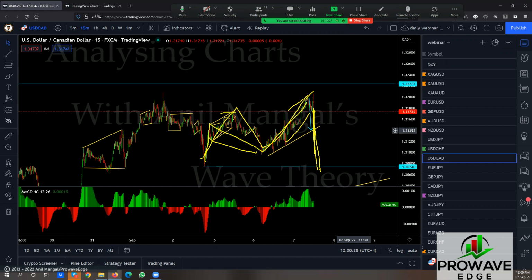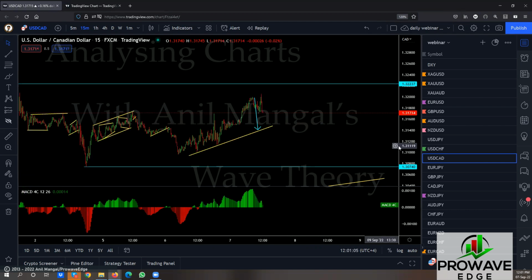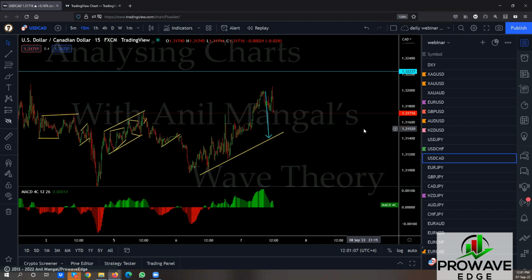If this is coming down, guess what we need? We need a flag here. Any flag we will sell. And then when it comes here, we'll close. So what you want before it reaches here is a flag. But if it reaches here and makes a flag, no problem, we'll still sell it. So let's see now. Any flag would be a sell. It's not that complex. It's not that complicated, put it that way. It's complex, not complicated.